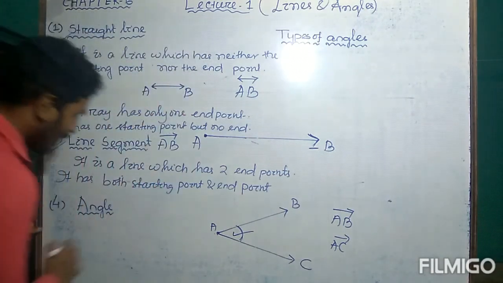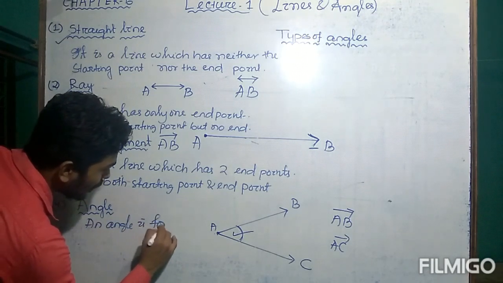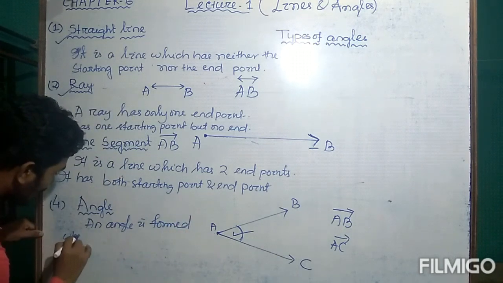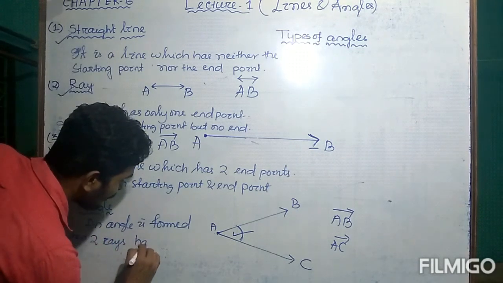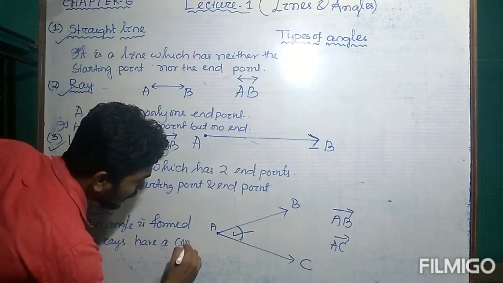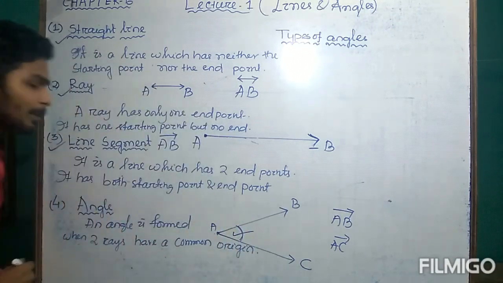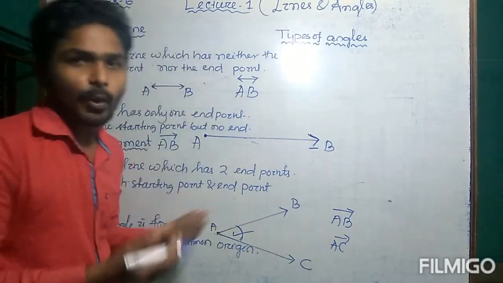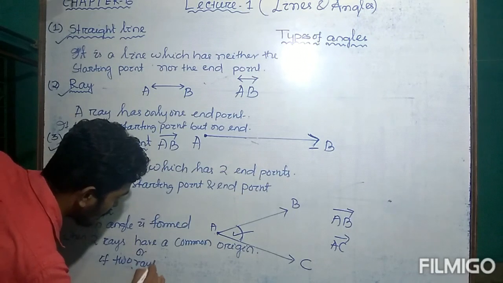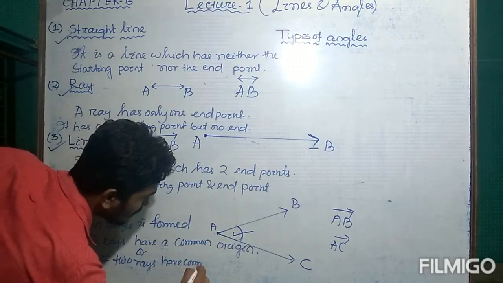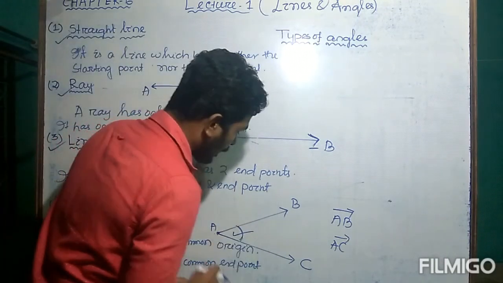Understood? So we can write the definition of angle. An angle is formed when two rays have a common origin point or common origin, or you can say if the two rays have a common end point. Understood? Then they will form an angle.